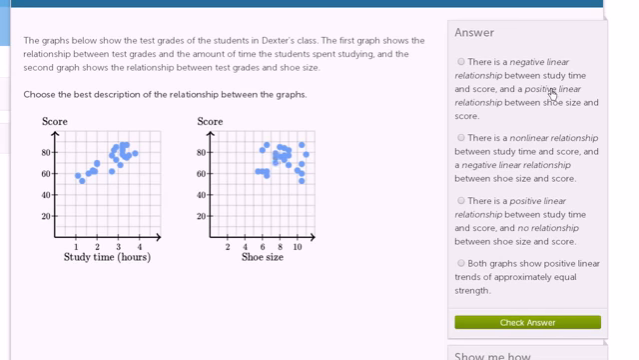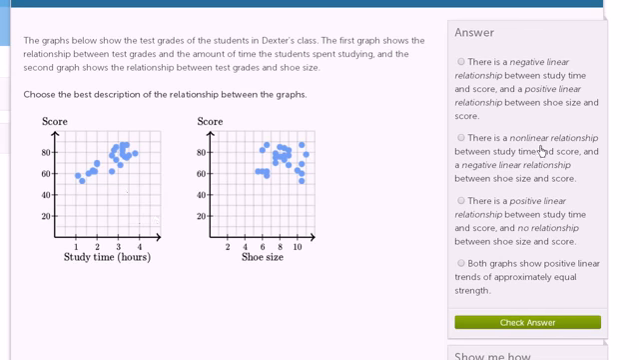So let's see which of these choices apply. There's a negative linear relationship between study time and score. Now, that's not true. It looks like there's a positive linear relationship. The more you study, the better your score would be. A negative linear relationship would trend downwards like that.